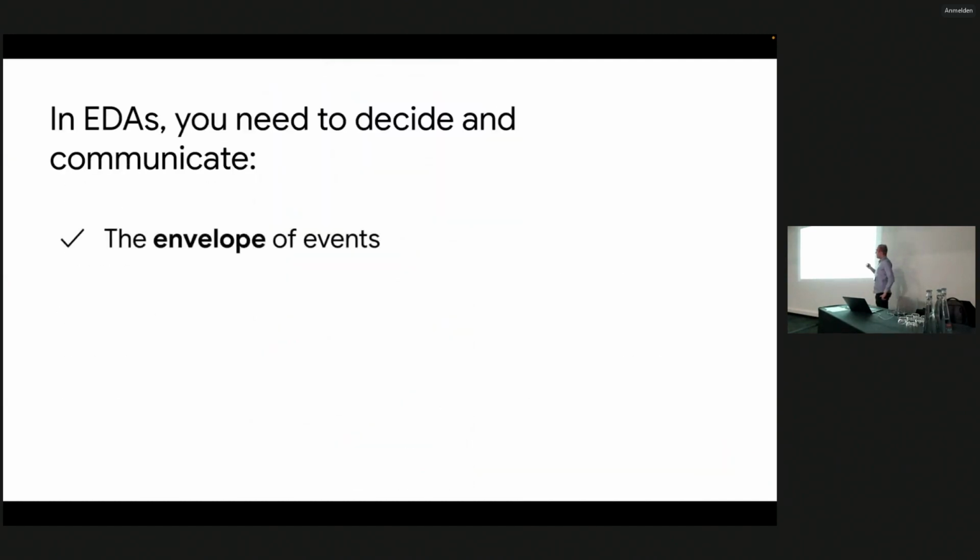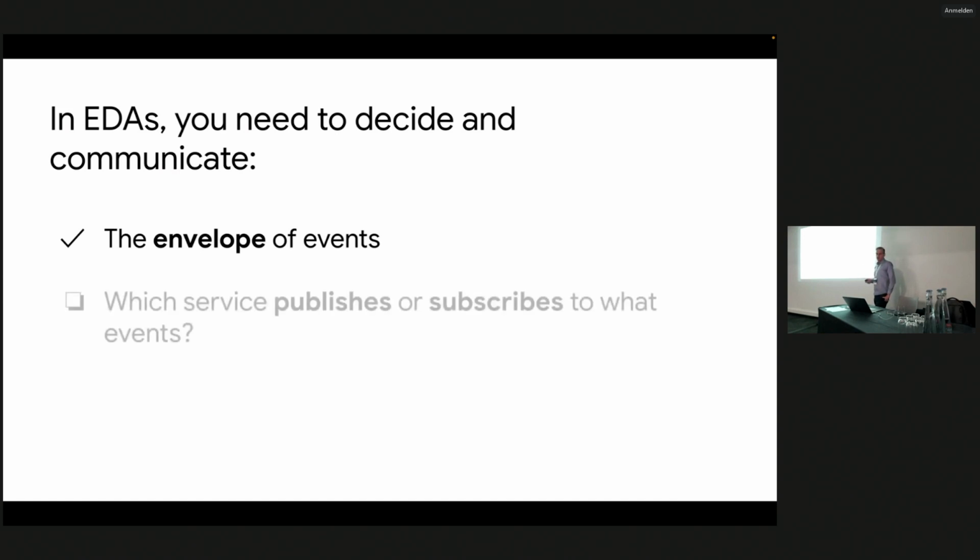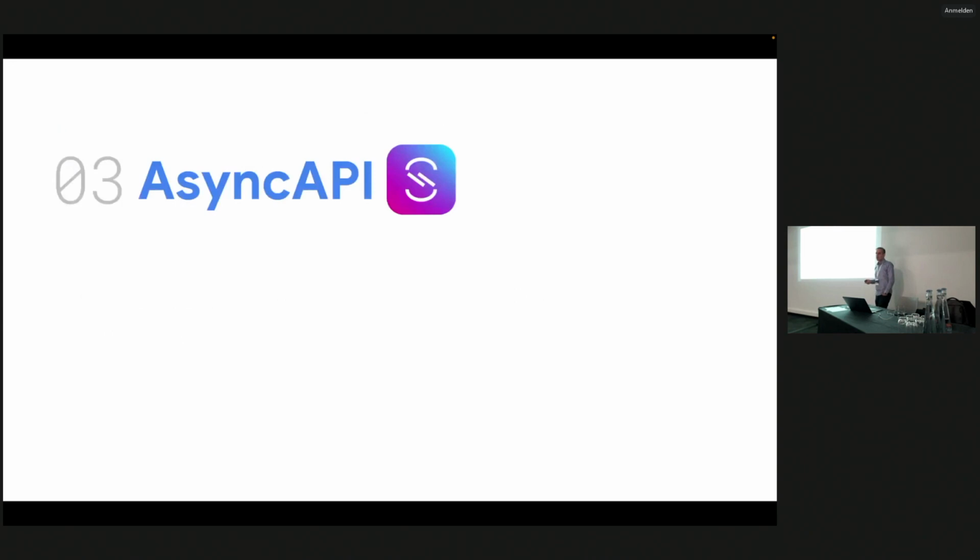For the envelope, what I'm saying is that cloud event is an envelope that you can use, and it's becoming more popular, so I think you should look into that. But then we still need to talk about which service publishes what events, how you can subscribe to them, and how we can document that. For that, we have AsyncAPI.